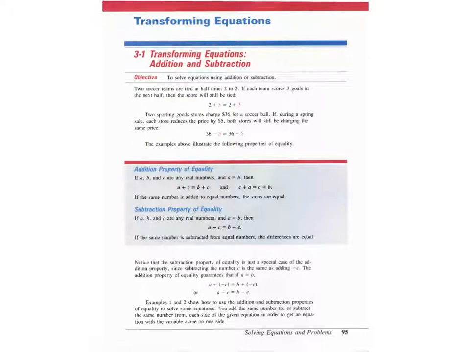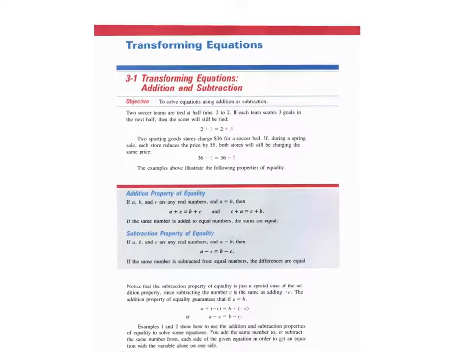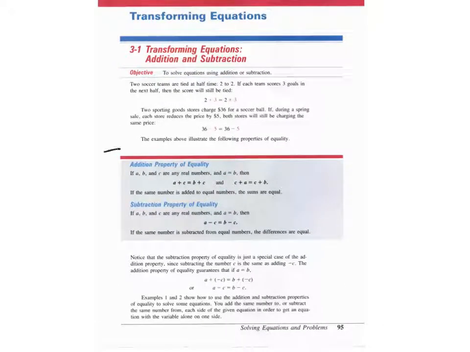So 3.1 is transforming equations by using addition or subtraction. So what we are going to be applying are the addition and the subtraction properties of equality. Now, keep in mind that when we apply these properties of equality, whatever you do to the left side, you must also do to the right side. So when you are doing your homework tonight, you must show the work, okay? And you must show that you're applying these properties.